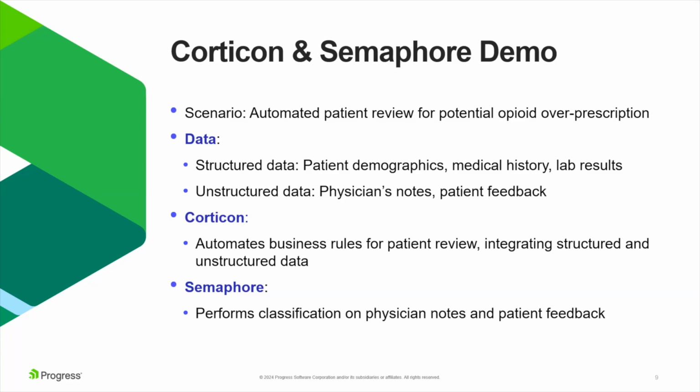You're looking for things such as opioid overprescription, looking for ways to put an action plan in place for an individual patient based on the clinical data as well as the physician notes and the patient feedback. So this will be using both structured and unstructured data. In this demo, Corticon will be automating the business rules. This is for the patient review, using all the data that's available. And Semaphore will be called by Corticon to perform classification on the unstructured data.